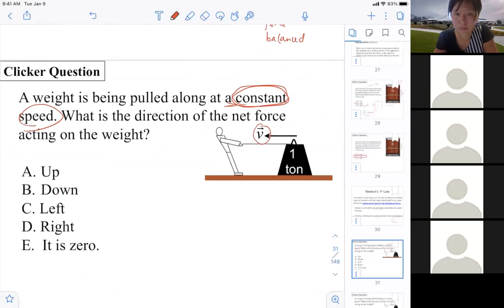It would have to be 0 in that case then. How's it moving without any net force? Can you repeat that again? How is it moving without any net force? It has 0 net force, so how is it moving in any direction? It's an excellent question. How does it move?